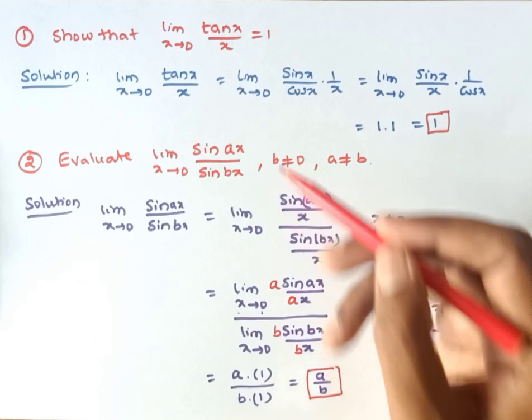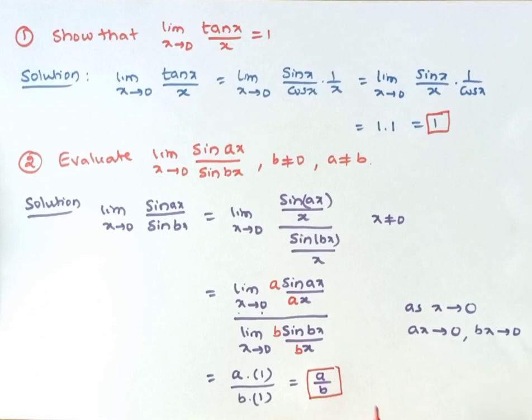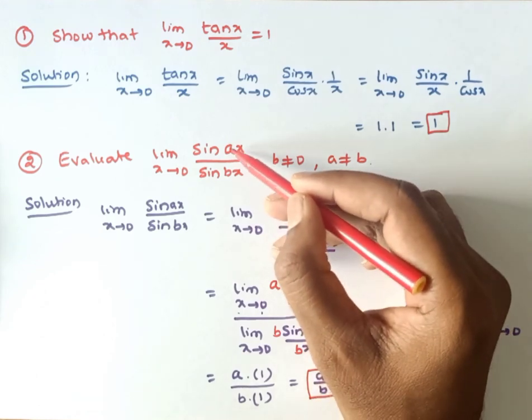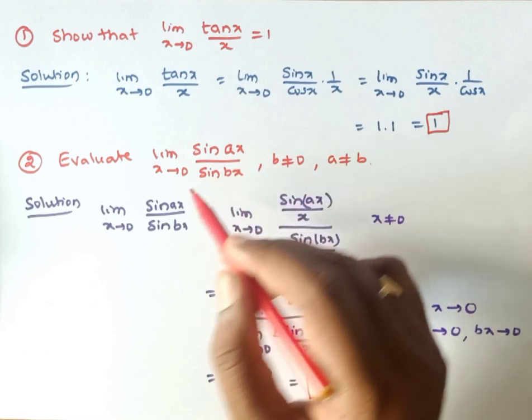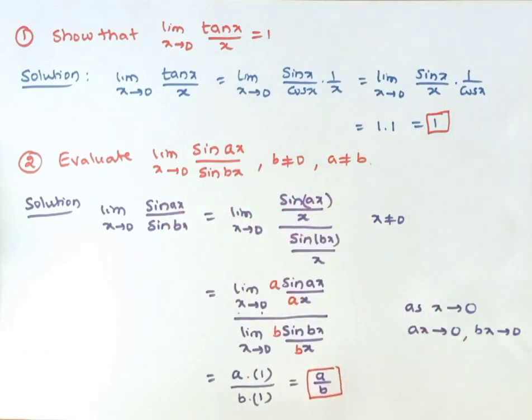If a and b are any other real numbers, then you can directly write the answer for this type of problem as this constant by this constant. So for example, limit x tends to 0 of sin 5x by sin 7x, the answer is simply 5 by 7. So this is like a formula.